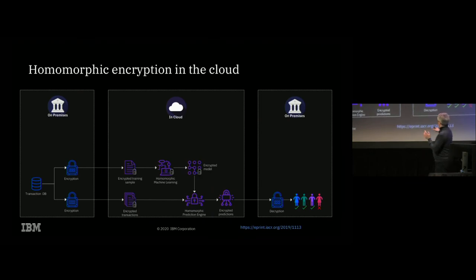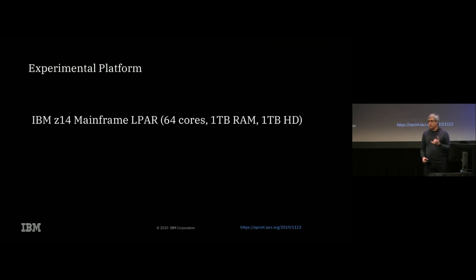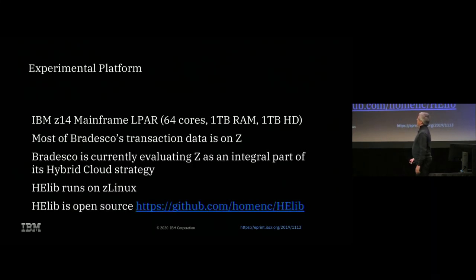Our paper shows all the maths and how we organize the data, how we encode the data, how we try to optimize everything for a SIMD-like computation. But what I want to show you is more of the results that we got. So our experimental platform, a mainframe. And you're going to say, well, why a mainframe? Why can't you do this elsewhere? Because most of the transaction data is on the mainframe, out of the financial institutions.